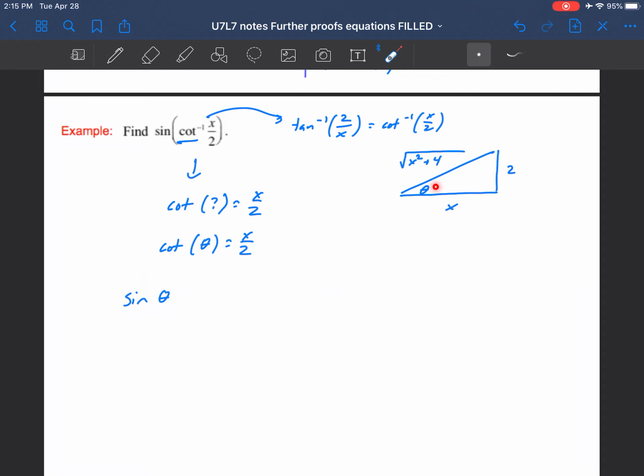So what I'm doing is I'm setting this picture up. I've got some angle. Its tangent is 2 over x, which means its cotangent is x over 2, adjacent over opposite. And then this is a right triangle. Okay, that's important to put in. So I can get this by doing the Pythagorean theorem. This squared plus this squared has to equal this squared. So this thing is the square root of the sum of the squares.